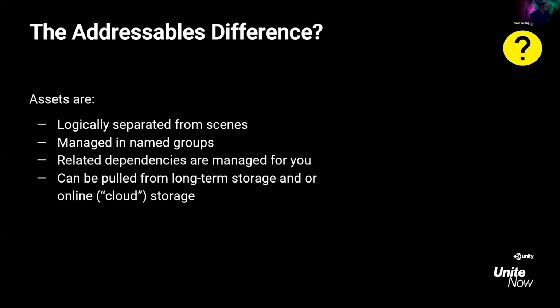Related dependencies get managed for you. That means if you pull an asset out of the Addressables system that has some dependencies, Addressables will understand those dependencies and make sure that they're available when you need them. And as we've been saying, most importantly, by using Addressables you're setting yourself up to be able to pull all of these assets off of what is sometimes called a CDN, or content delivery network. That is really powerful because it means your content can get to your players much sooner, and it means you can update your content in an exciting way.